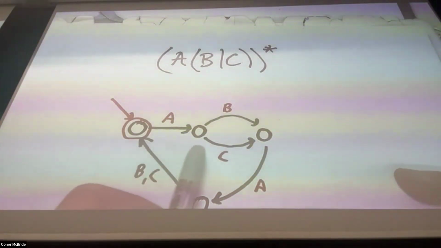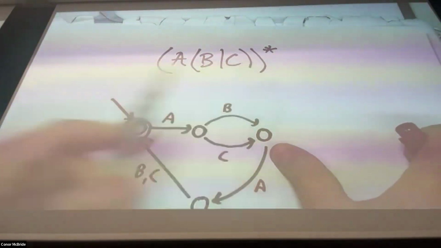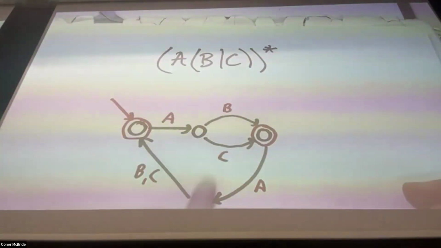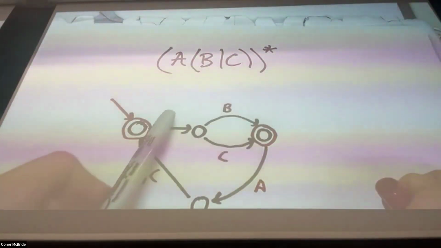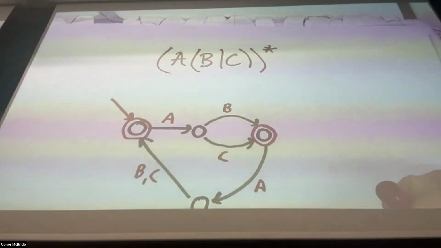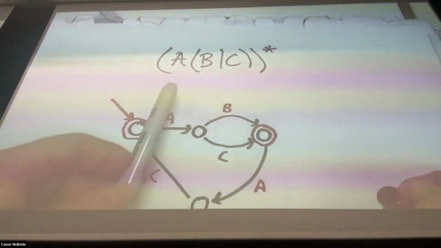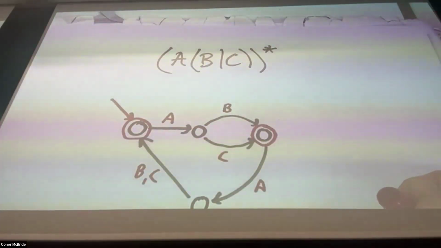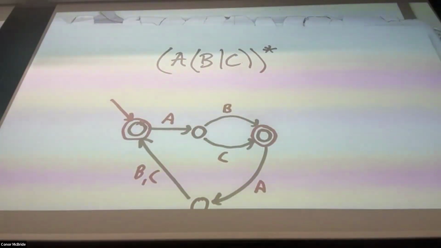And if I get to here, then I've been through it once, so this one is accepting. But for these two states, I've only seen an A, but I haven't seen a B or a C yet. So I'm not happy here, because that's not matching this expression, which says I should get an A and then a B or a C, and I can do this as many times as I want. If I only get an A, then that's wrong.